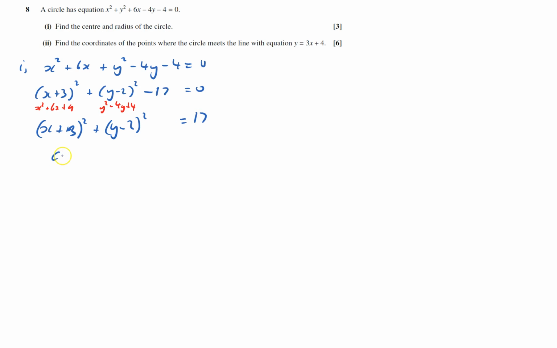And now, the center is minus 3, 2. And the radius, don't forget that's radius squared, so the radius is the square root of 17.